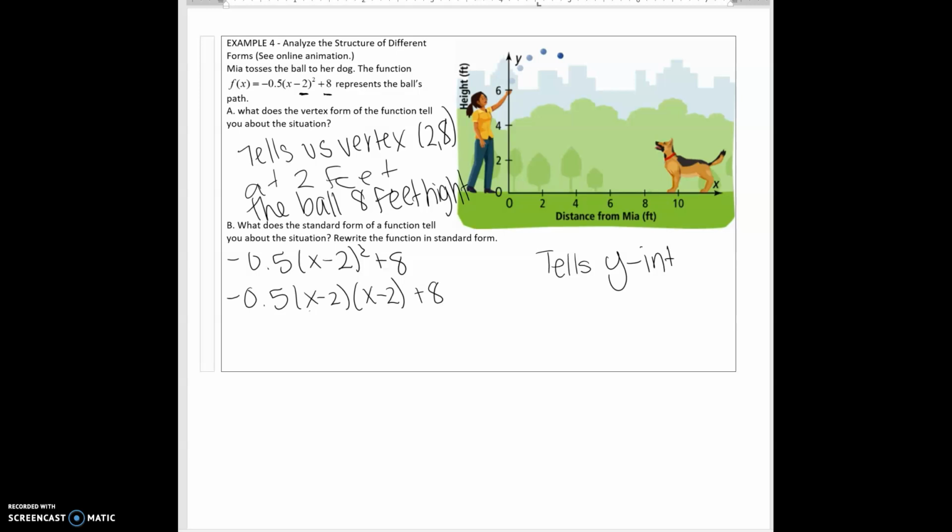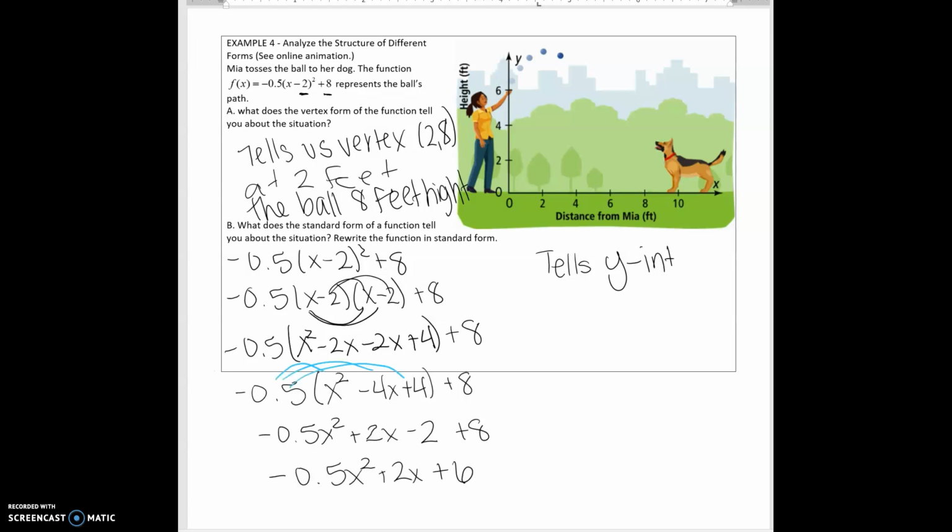Here, this would be our FOIL, x squared minus 2x minus 2x plus 4. And then we would times it by 1/2 and add 8. Go ahead and give that a try. Okay, so doing that, we would combine our like terms right here to get negative 4x. Then distribute that 1/2. So this would become negative 0.5x squared, 4 times 1/2 is 2, and then add. So then it's standard form.